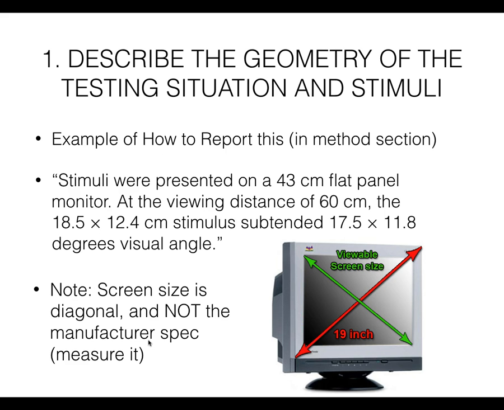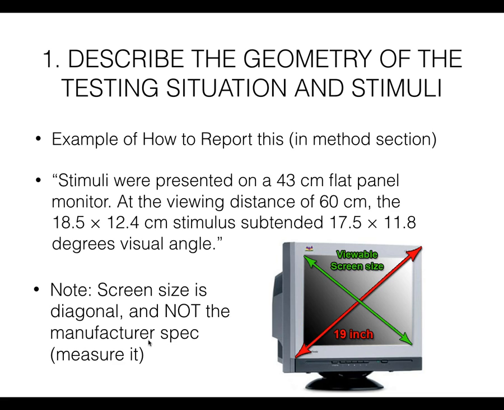So just in terms of how you might report this in a methods section, something like: stimuli were presented on a 43 centimeter flat panel monitor, at a viewing distance of 60 centimeters, with the stimulus being 18.5 by 12.4 centimeters, which subtend 17.5 by 11.8 degrees of visual angle. That would be a sentence that you will find in just about every good eye tracking paper.